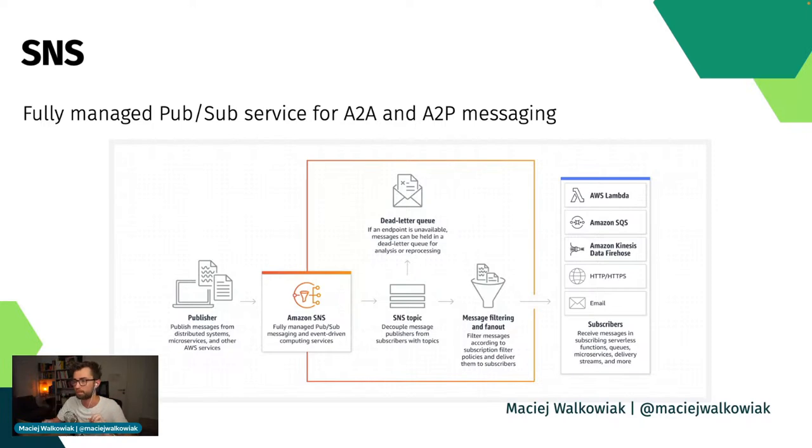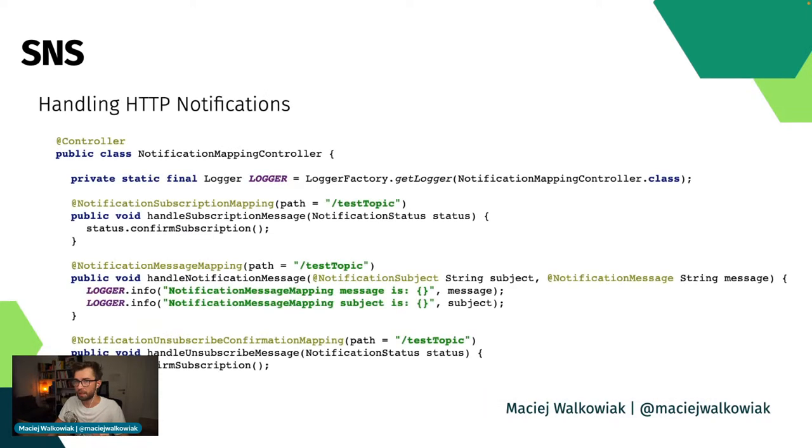So Spring Cloud AWS comes with very convenient Spring MVC annotations and type resolvers to simplify handling these HTTP notifications. And this has actually been there for a very long time. We didn't introduce anything new here except migrating to AWS SDK v2. But there is one catch.